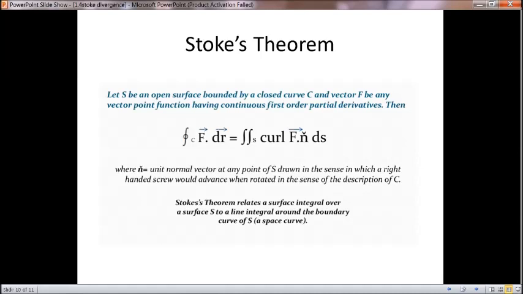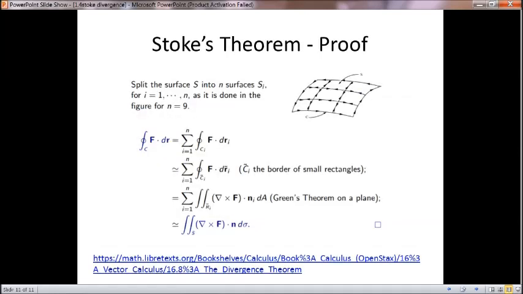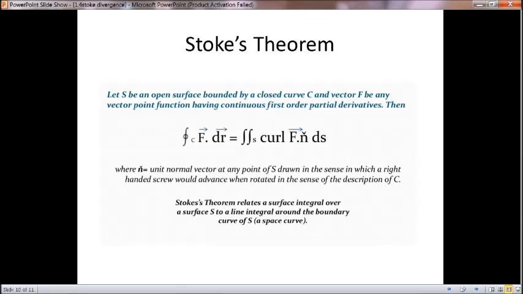So the Stokes theorem is simply given as: Stokes theorem relates a surface integral over a surface to a line integral around the boundary curve of S. This is the Stokes theorem. Then the proof for the Stokes theorem is, we have to consider one surface, and over the surface we have to split the surface into n numbers. So S suffix i, where i is equal to 1 to n, as it is done in this figure. Here n is equal to 9. So the line integral of F dot dr is equal to the summation of i equal to 1 to n.